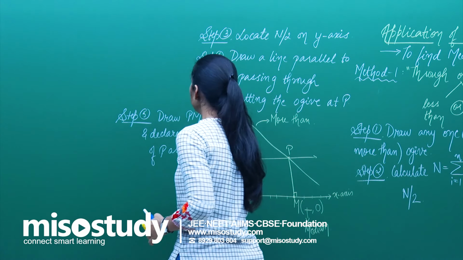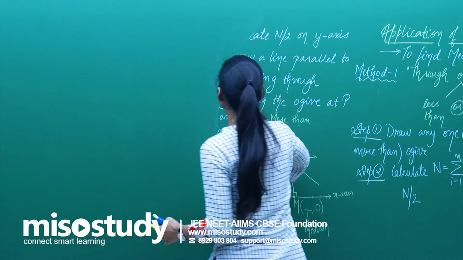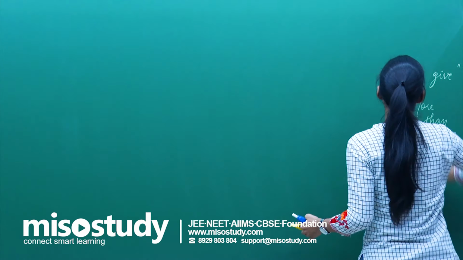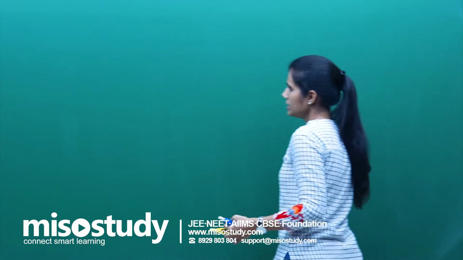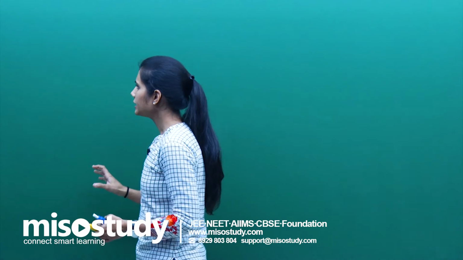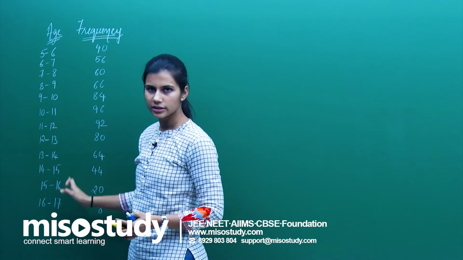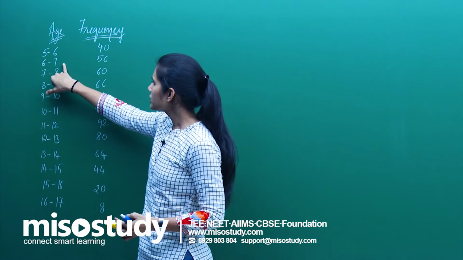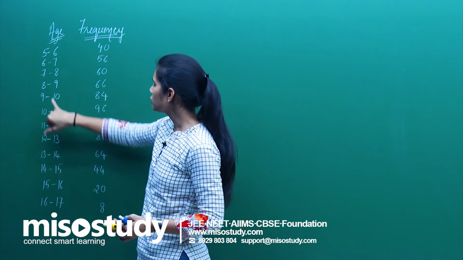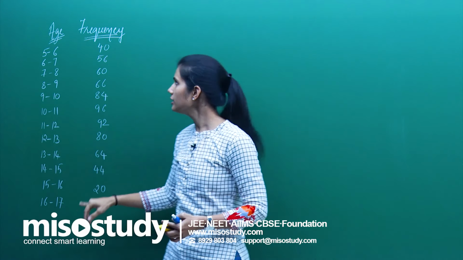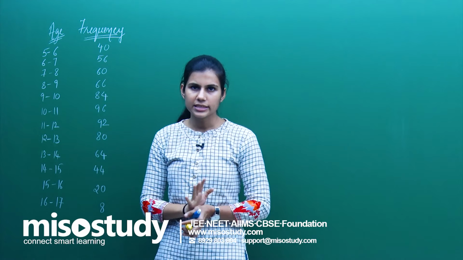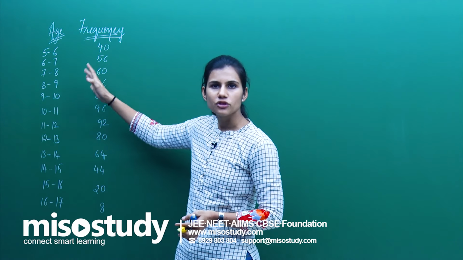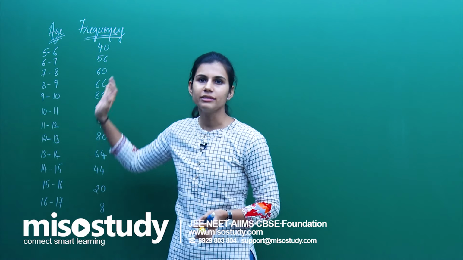Easy enough? Let us try to see how this actually works out practically. Let's see. Here before you, you have been given the age groups and the frequency. Here I have 5 to 6 years, 6 to 7 years, 7 to 8 years, 8 to 9 and so on till 16 to 17, and here are the respective frequencies, the number of students falling in each age group.